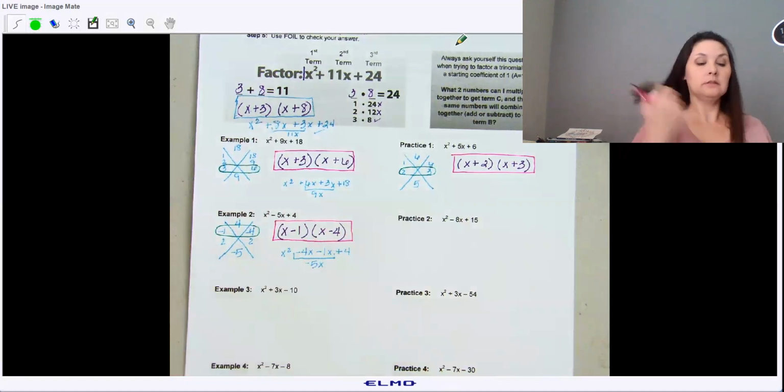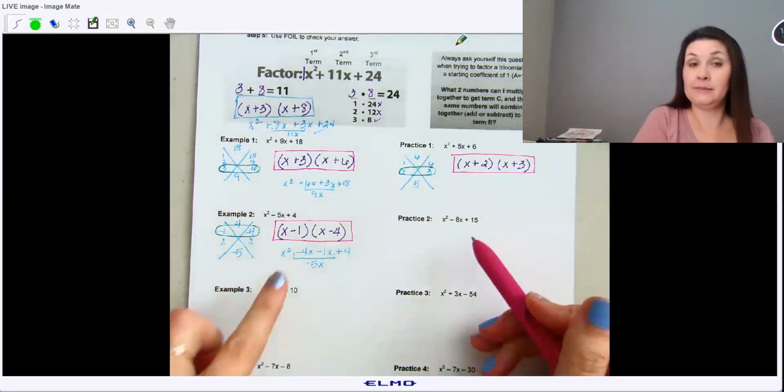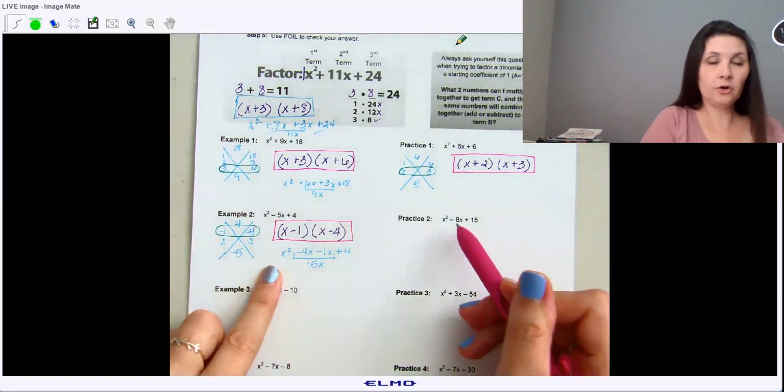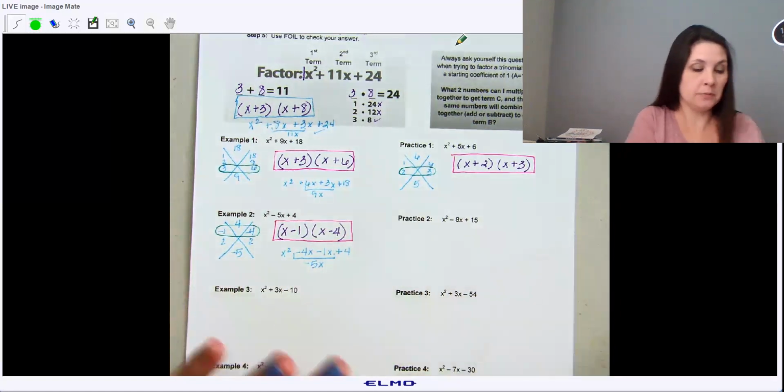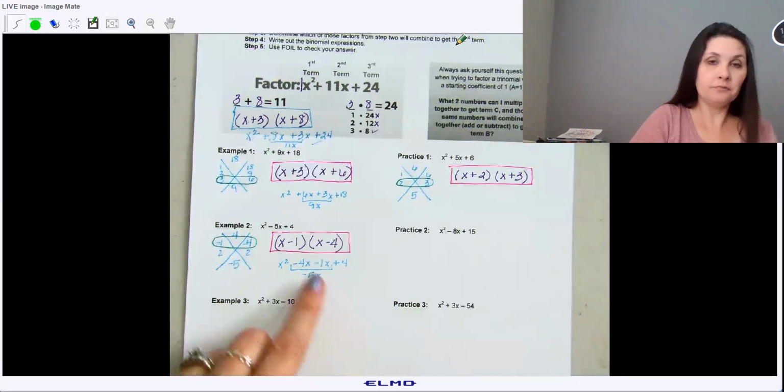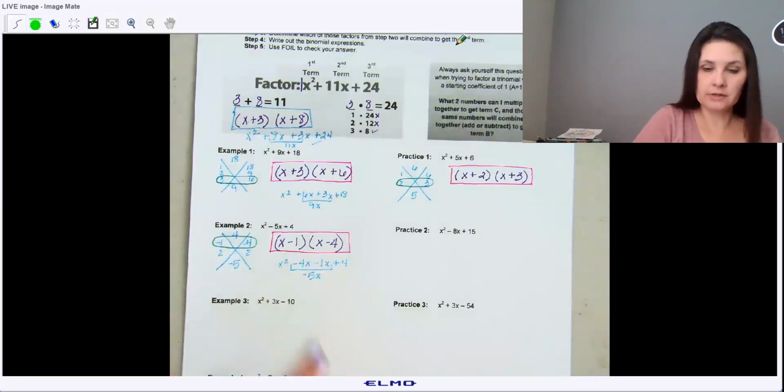Okay, so this next one is similar to this. Your first and second term are being subtracted. The second and third term are being added. So let's see if both of our terms in this next one are both negative as well.